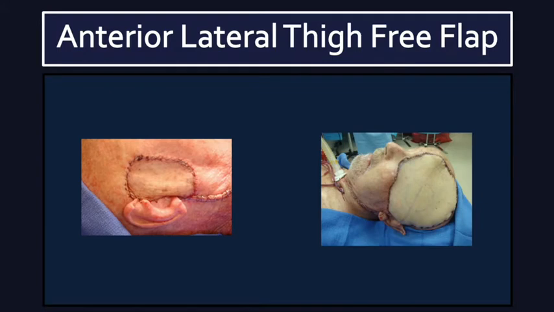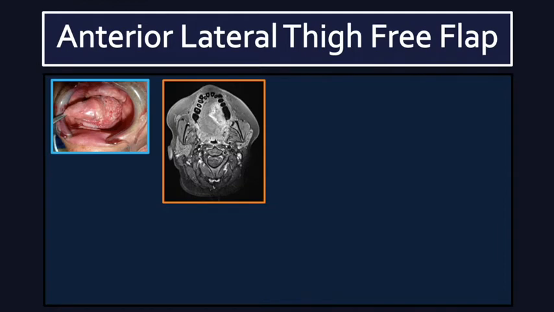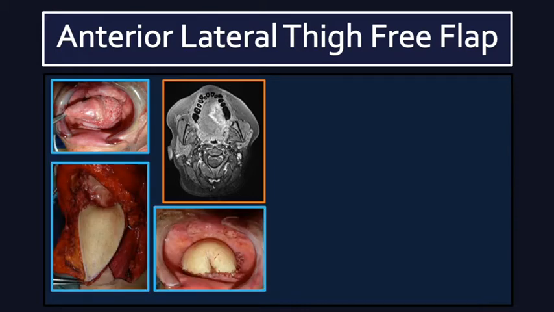Here are two intraoperative photos from ALT flaps. Notice the good color match that you can see and the varied size these flaps can come in. This patient had a large oral tongue cancer and was going to undergo glossectomy. The flap has been inset following the glossectomy.